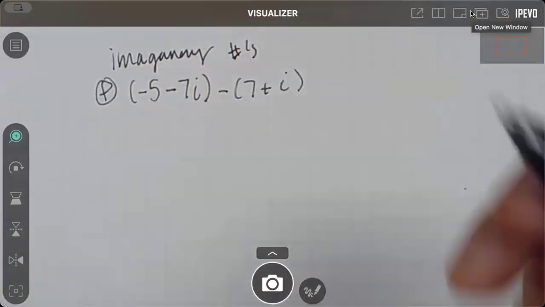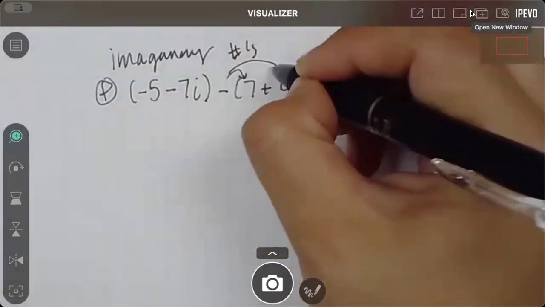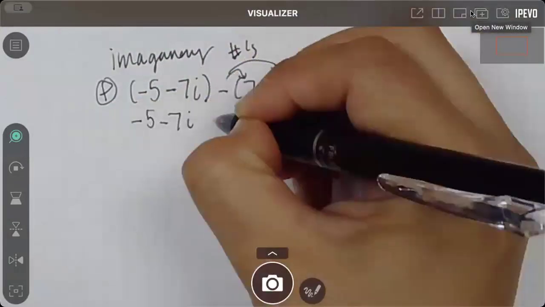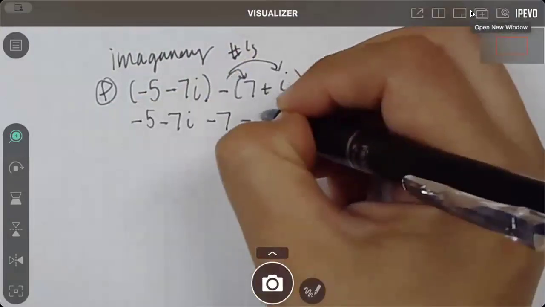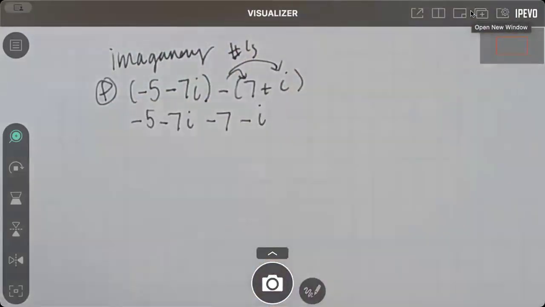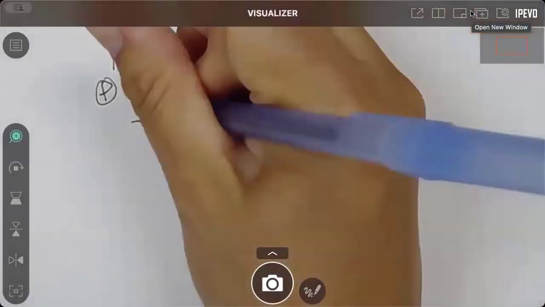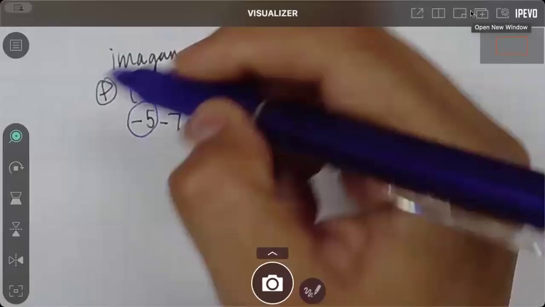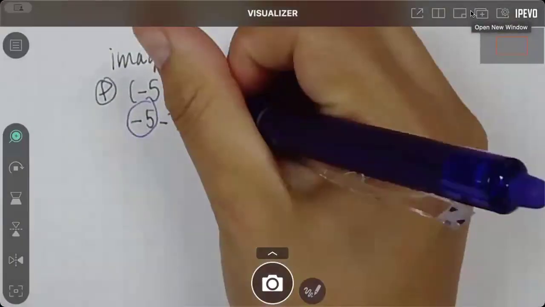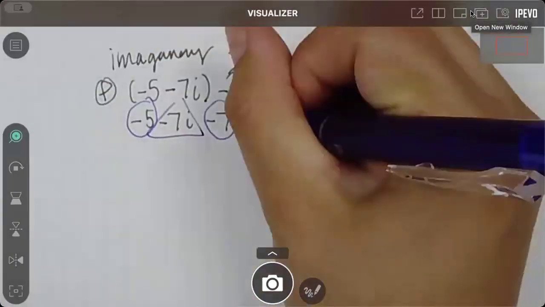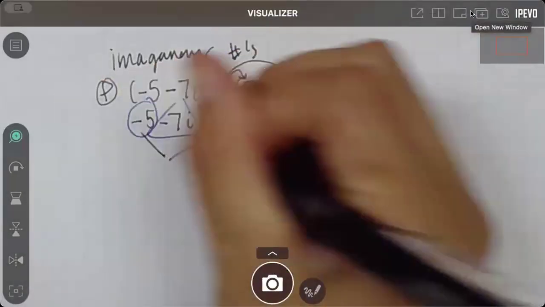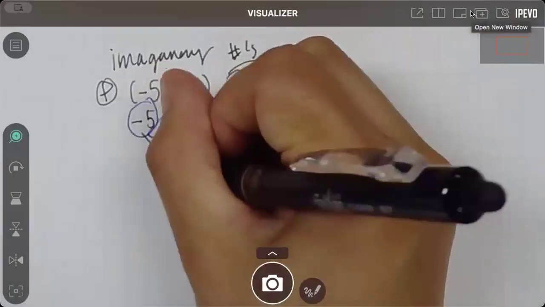Okay, I have to first distribute the negative, so I'm gonna rewrite everything with the distributed negative sign. Now I have to combine like terms. So these are numbers, these have an i, so I'm gonna treat them together. And now I can just combine them. A negative and a negative, I add, I get -12.